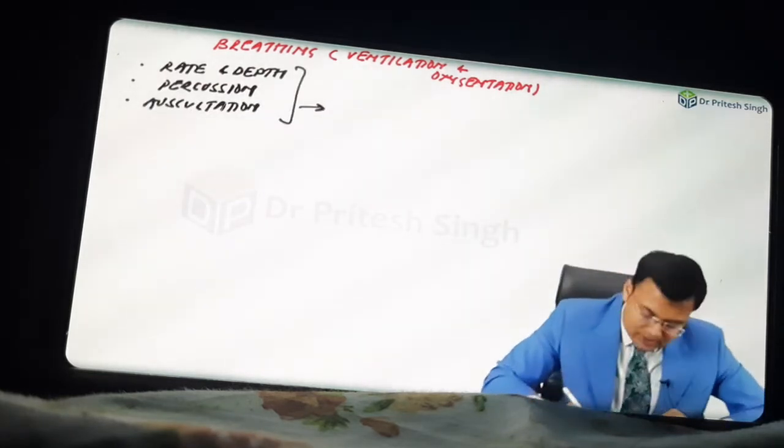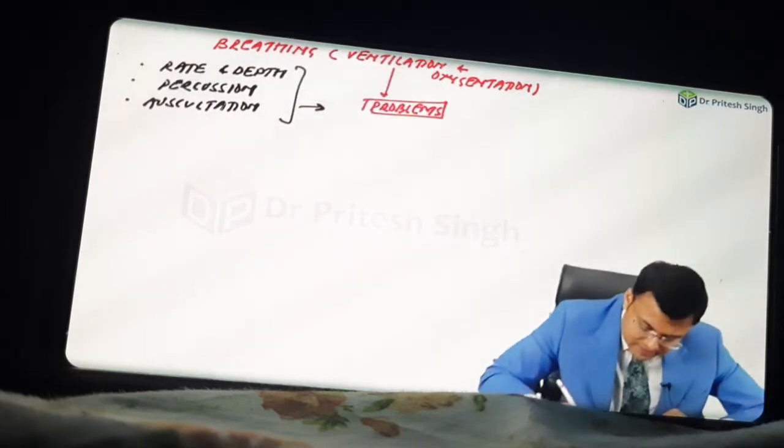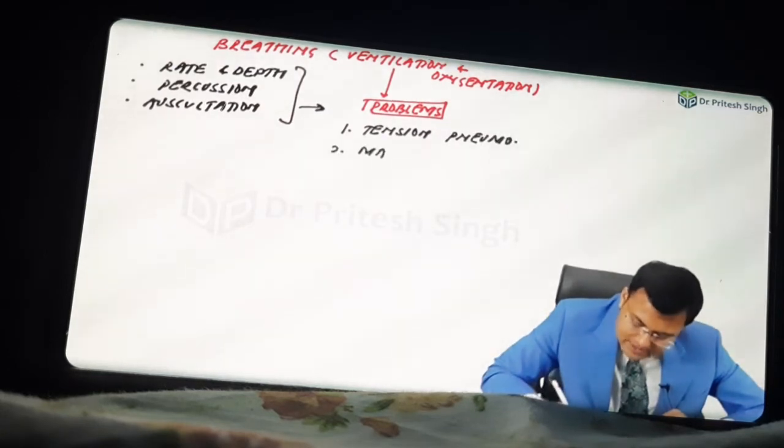What are the causes of ventilation problems? There are 3 major causes of ventilation problems. First, tension pneumothorax. Second, massive hemothorax. And third, severe pulmonary contusion.